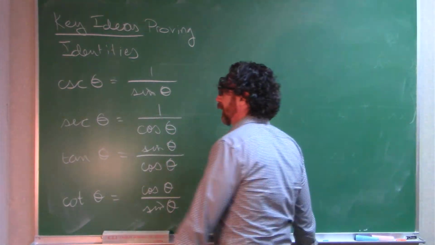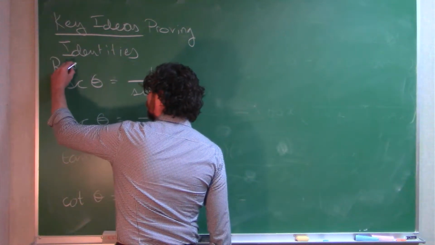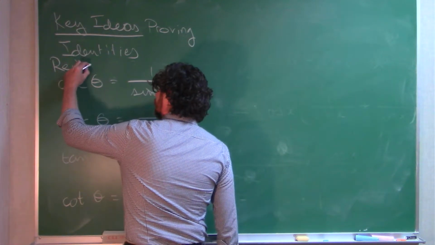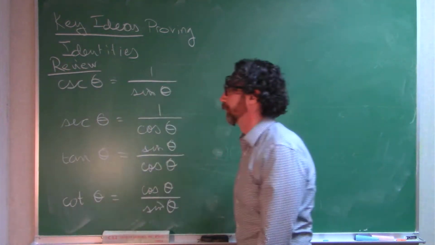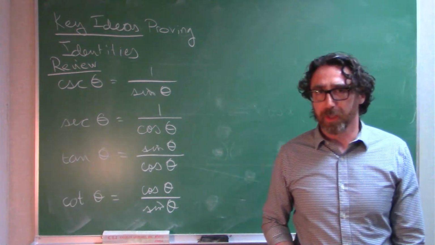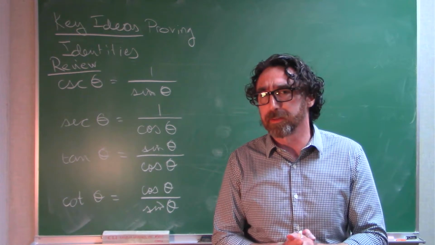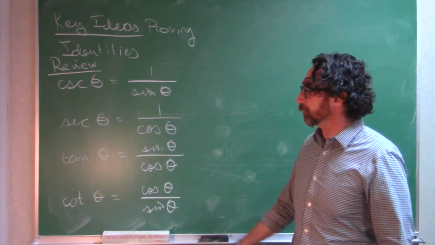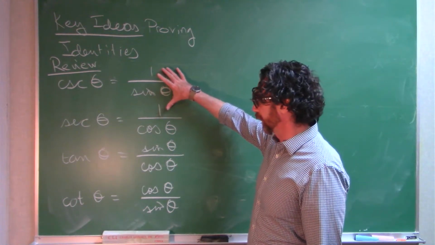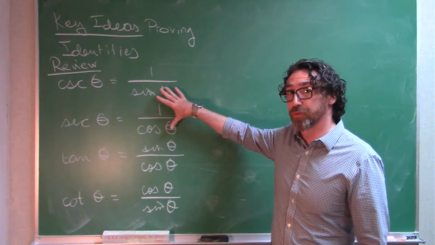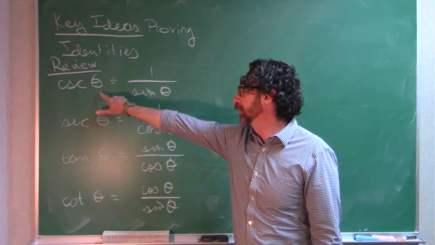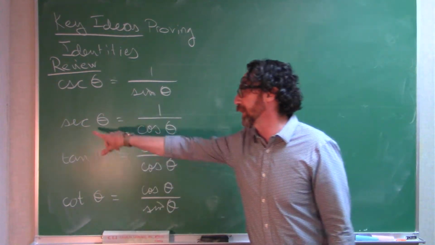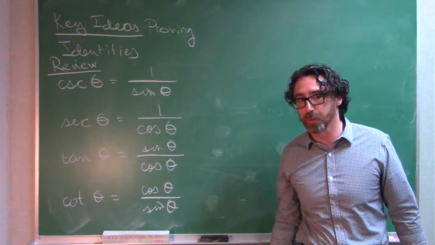So I've got a little review here for us. A couple of our basic identities to remember. We talked about proving identities a little bit earlier on, and we're just going to do some more detail here. These are known as the reciprocal identities. Cosecant is the reciprocal of sine, secant is the reciprocal of cosine.